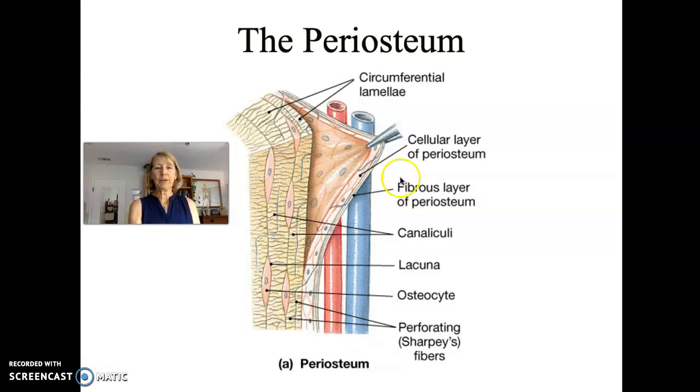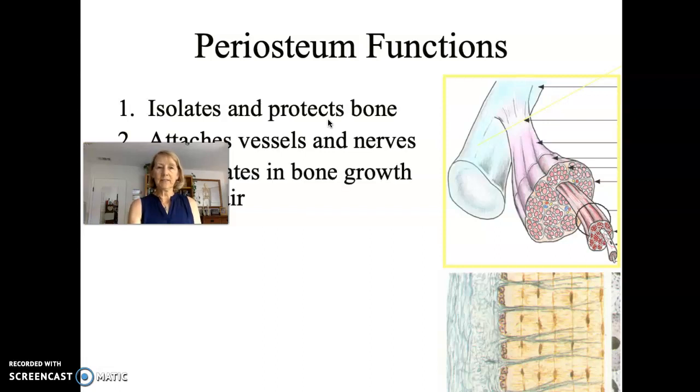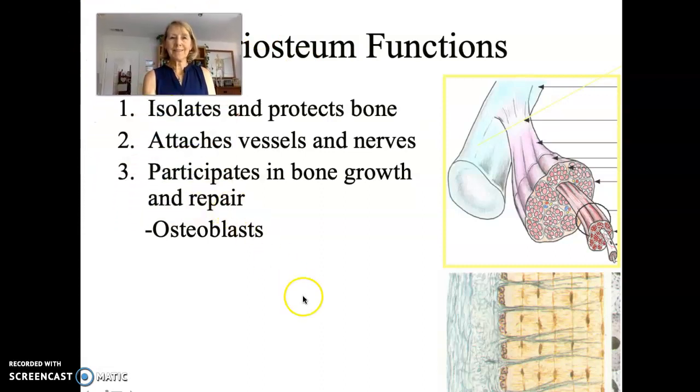There's a nice picture of the periosteum. So this would be the bone region, and then this dense connective tissue which coats it on the outside is the periosteum. The functions of that is it's going to protect the bone. As I said, it attaches vessels. It's going to participate in growth and repair. It's just essentially taking care of this bone. And we need to learn the names of the different cells that are in bone. So if it's a blast, it's a new cell. So an osteoblast is a brand new young cell in the bone.